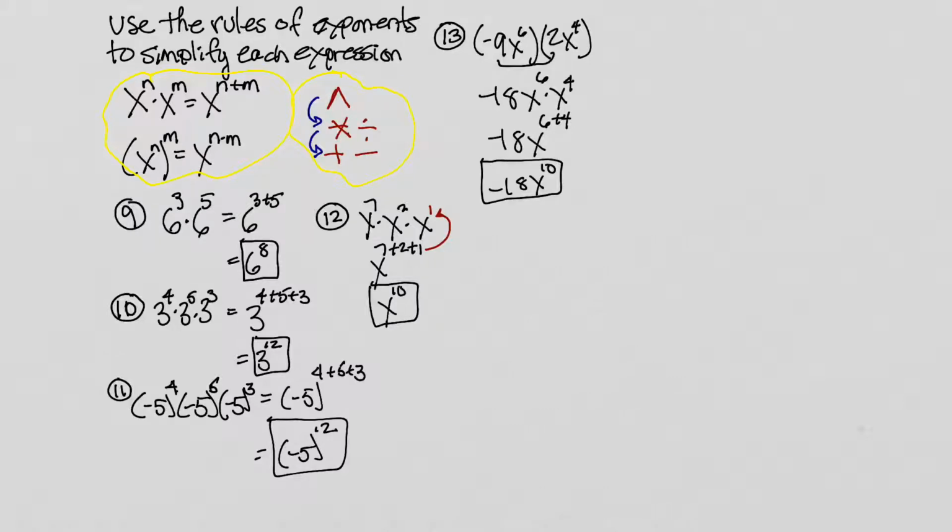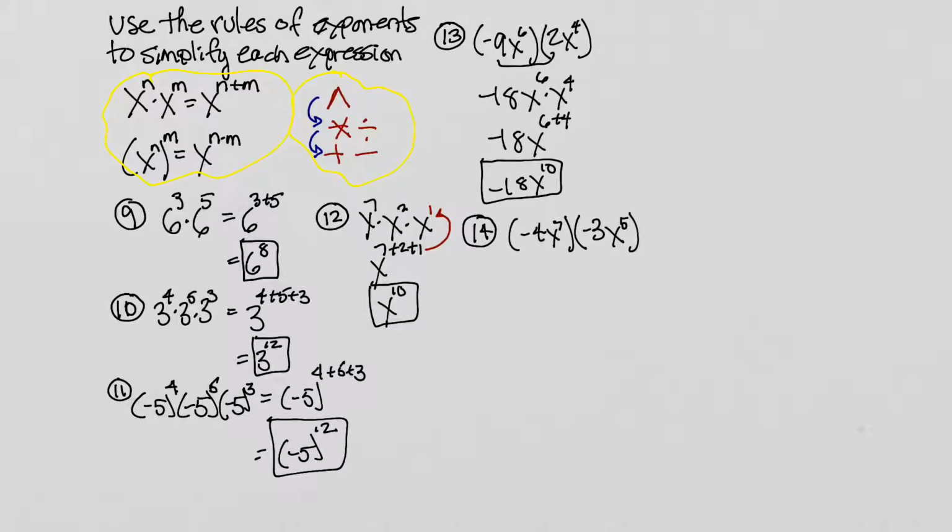Now, I went through every step there. You do a few of these, and you're going to be able to see what happens. And just go from here right to here. Negative 9 times 2, negative 18. X to the 6th times x to the 4th. Same base, you're multiplying, so you just add the exponents. You do it in your head, and you just write the answer from here to here.